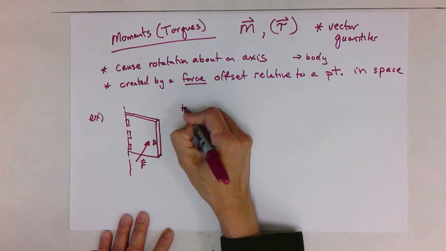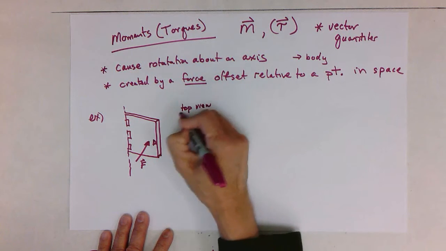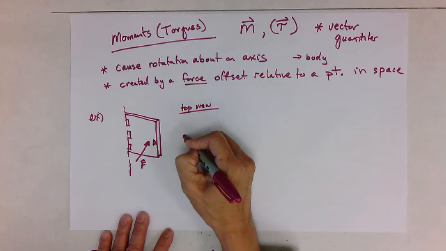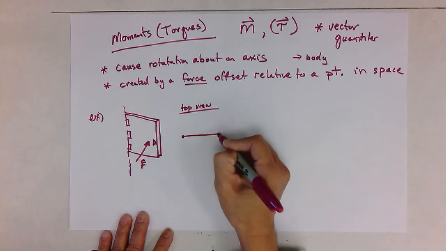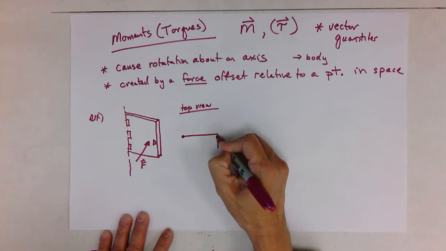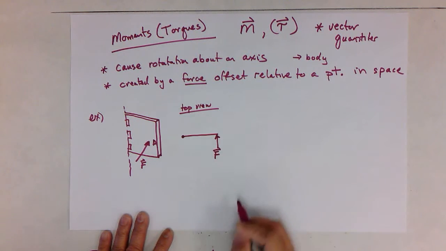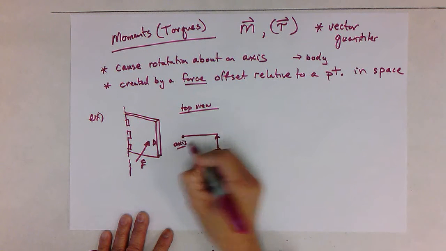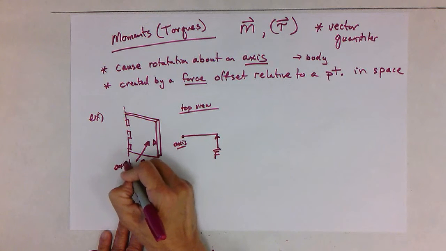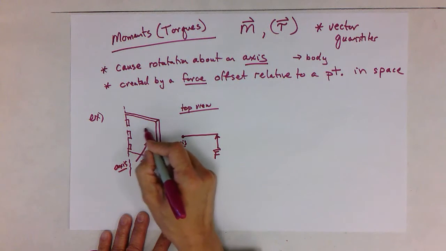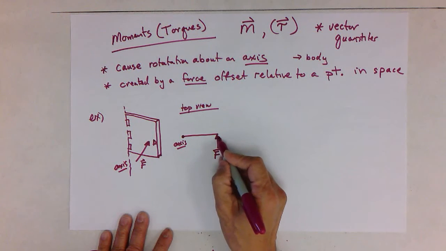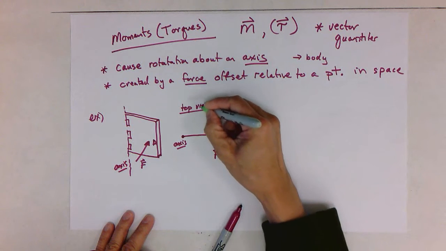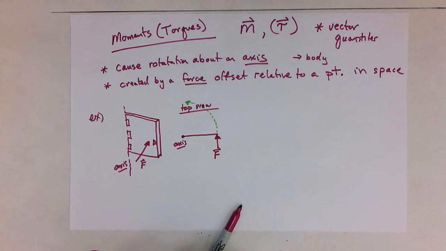Let's take a top view and see what happens when we change the position of the force or the angle of the force. I'll just draw the door as a line. If I push on the end, here's the hinge, here's the axis. It's going to rotate about this axis. The body is the door. If I push on it with this force, it rotates open, and the door rotates about the axis.